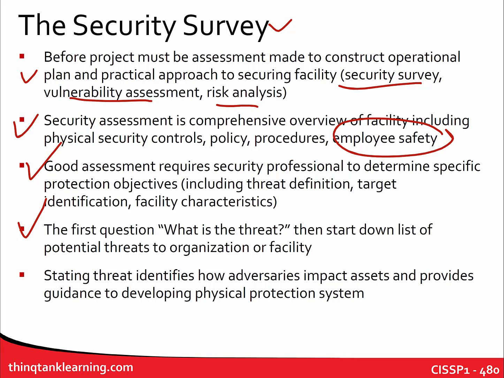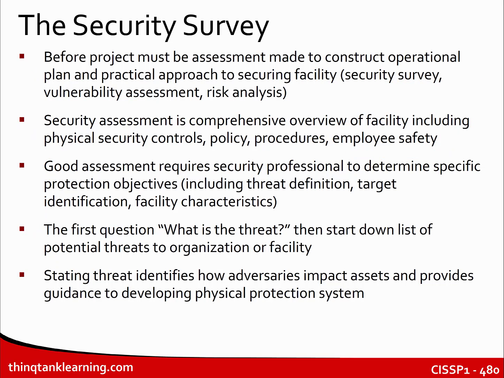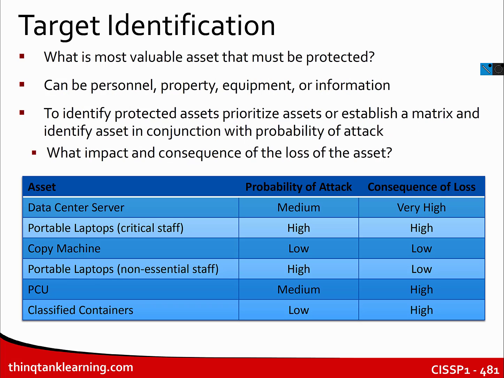Loss of life, loss of human life, obviously would be high impact. A window or a door being broken may be low impact, unless it's to gain access to something that's very secure. But stating the threats allows us to identify how adversaries impact the assets that we're trying to protect, and it gives us a way of mapping our strategy to protect those physical systems. So again, this is not any different than any other kind of assessment process that we would go through for an IT-related system.